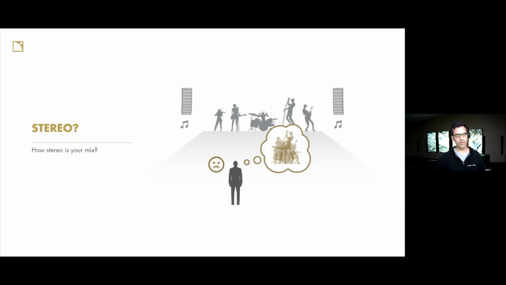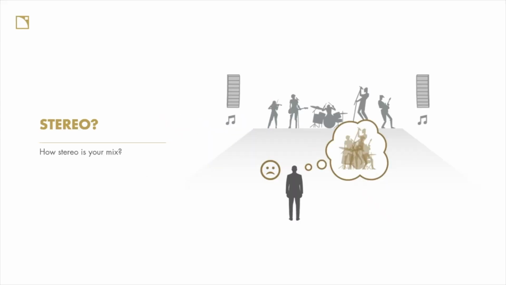So let's think about that for a second. Where do you set the pan on your kick drum? Right? It's probably right in the center. Where do you set the pan on your snare? Where do you set the pan on the bass guitar? Where do you set the pan on your lead vocal? Where do you set the pan on pretty much everything that's musically important in your mix?